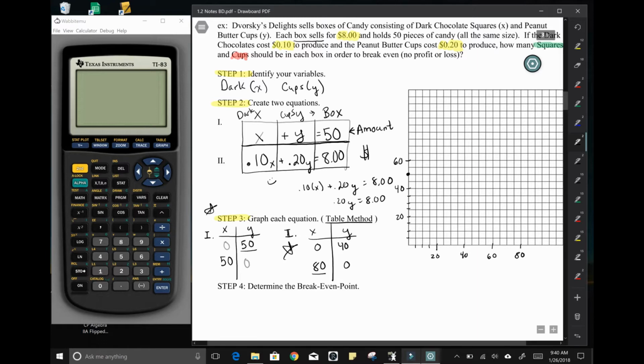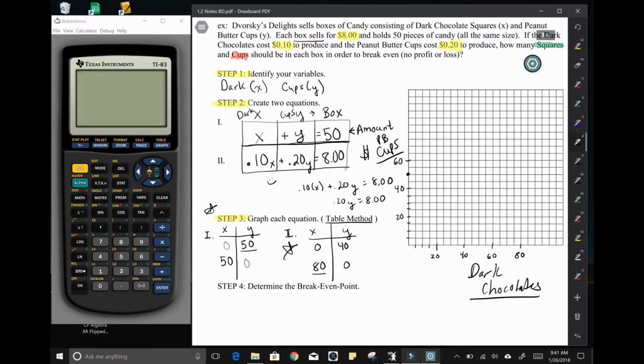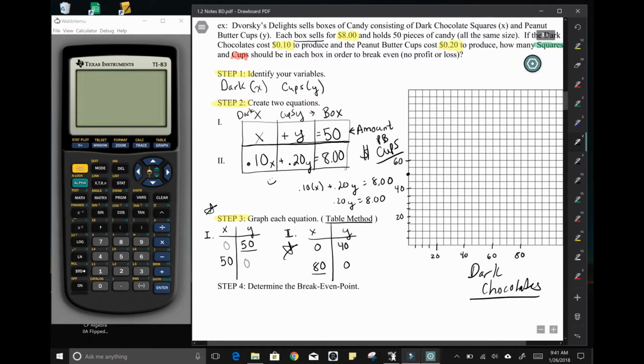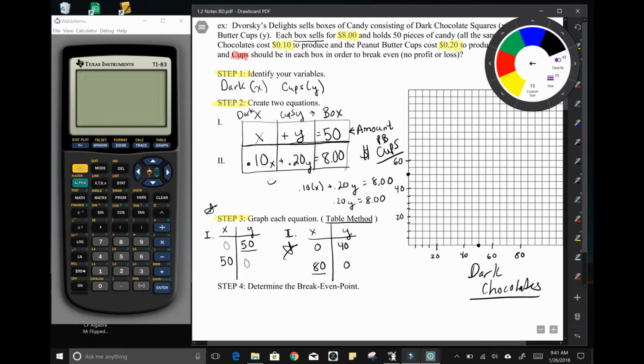Anyway, let's graph these. Don't forget to label. So on the x-axis, let's remember what those are. These are dark chocolates. On the y-axis, these are our cups. Peanut butter cups. I know I'm jamming it all in there right now, but just remember those things. That'll help us for the break-even point in a moment. And let's just graph our equation. So 50 to 50, an easy line for equation number 1.